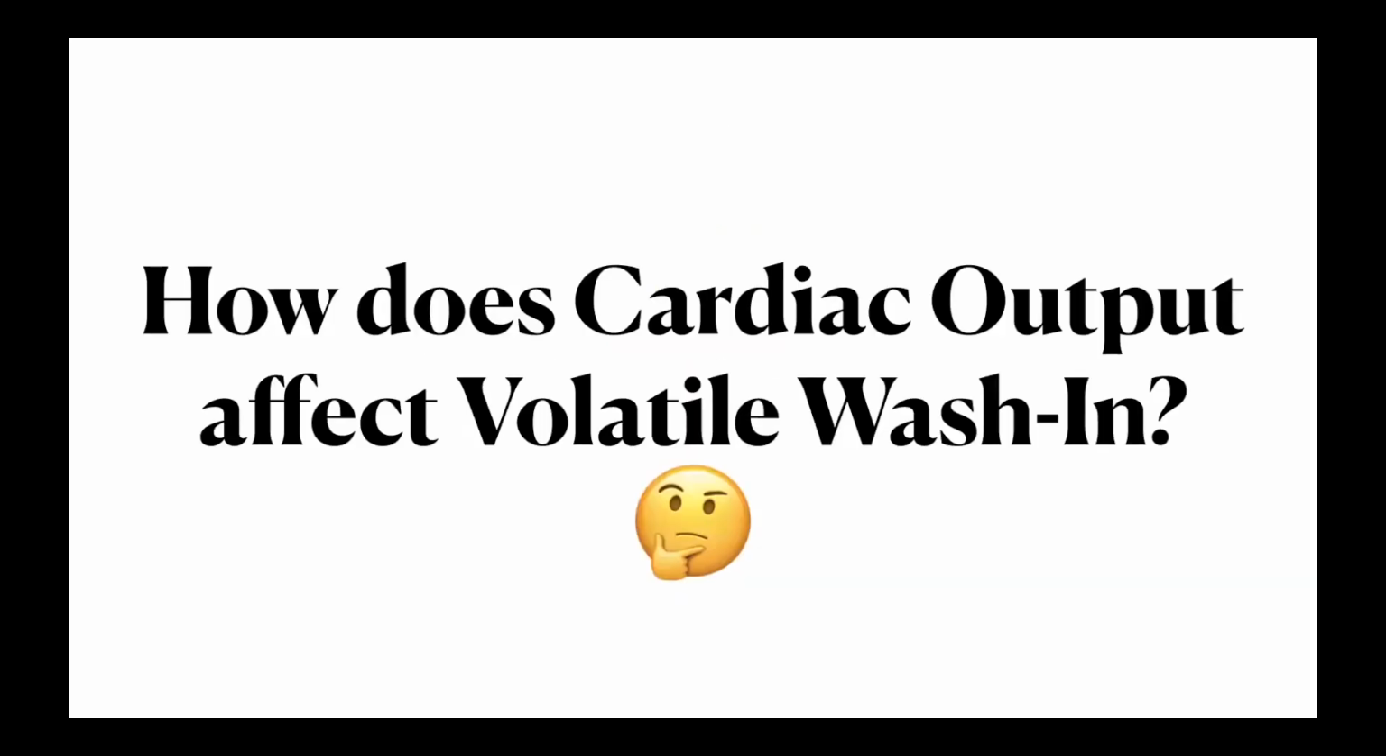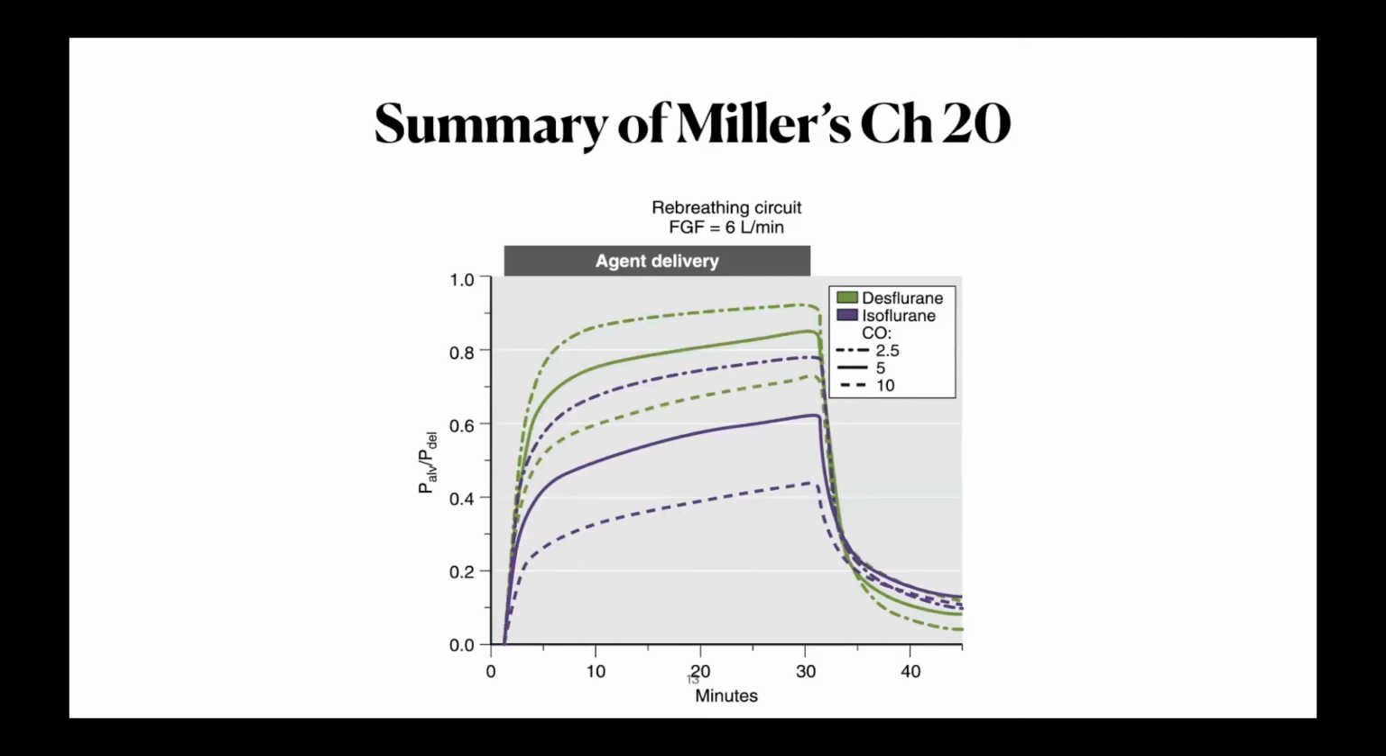Now, this is the first question. How does cardiac output affect volatile washing? I think for all of us, we're going to be referring to this diagram here, in Miller's chapter 20. What we have here is two gases, desflurane and isoflurane, and then three different cardiac outputs: 2.5, 5, and 10. So this would we consider low, normal, and high.